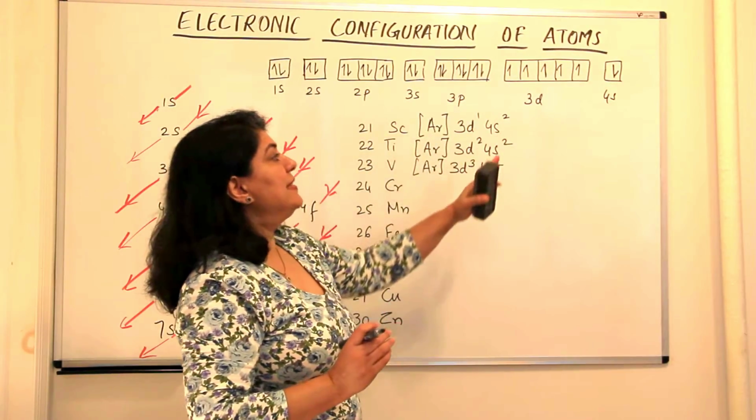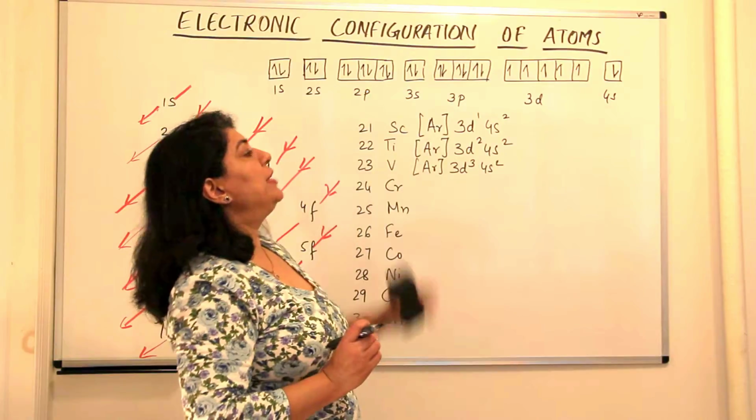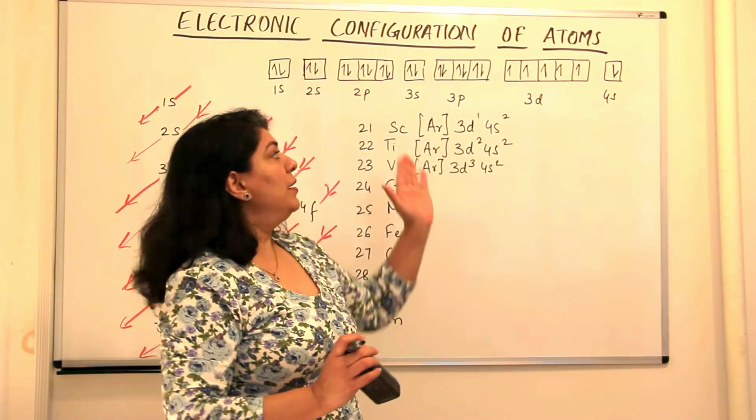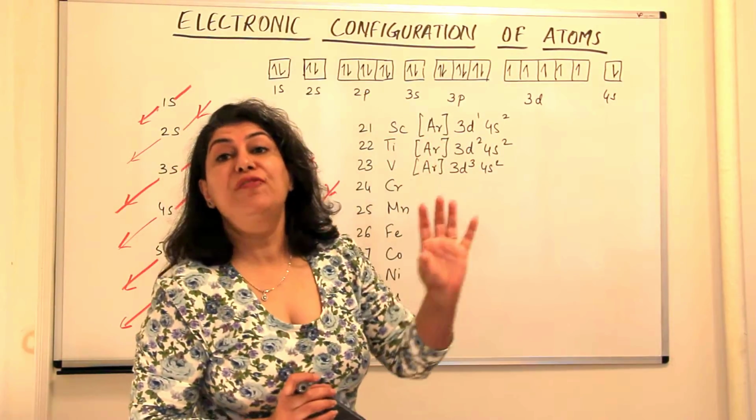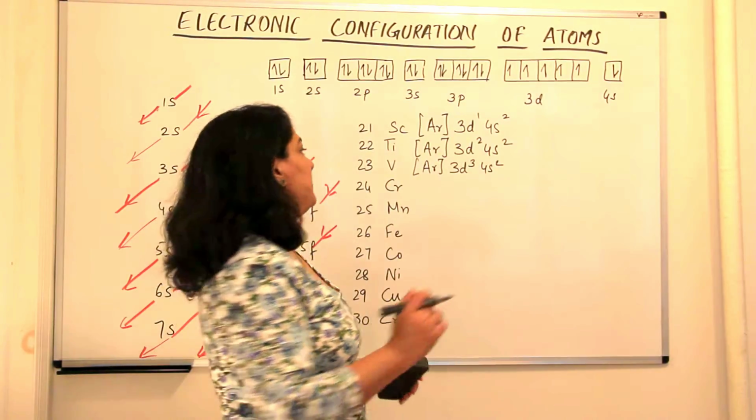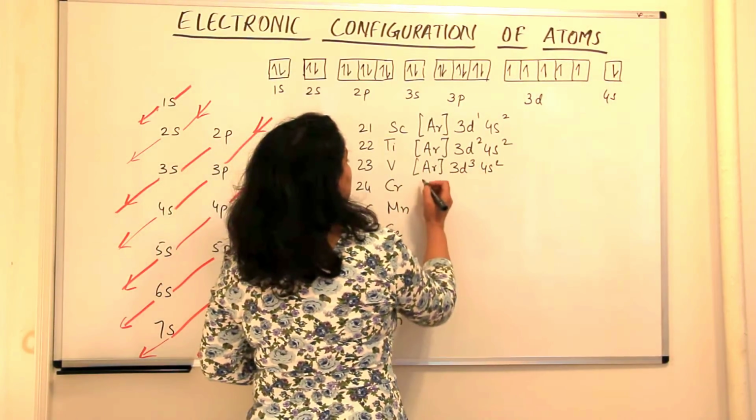Now what is the reason for this electron to jump into the 3d and make the 4s orbital half occupied, or singly occupied? Let me first write the configuration, then I'll explain to you.